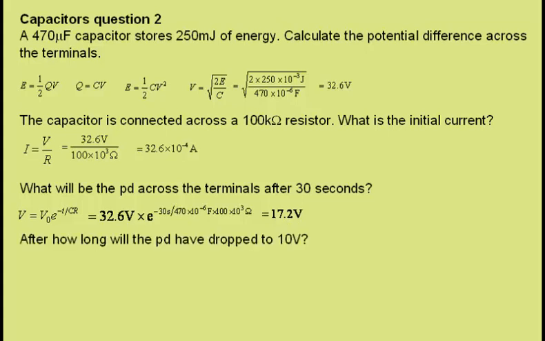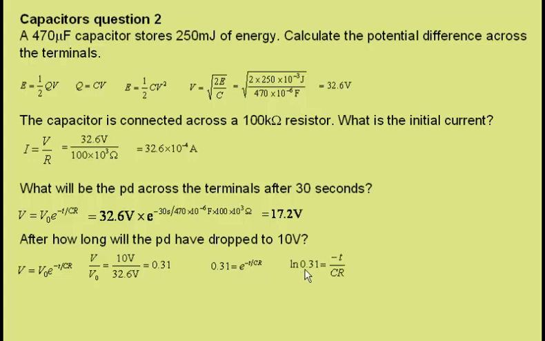After how long will the potential difference have dropped to 10 volts? Well, again we can use this equation, and we know that the V over V naught is 10 volts over the initial potential difference of 32.6 volts, which is 0.31. So we can write that 0.31 is equal to e to the minus t over CR.